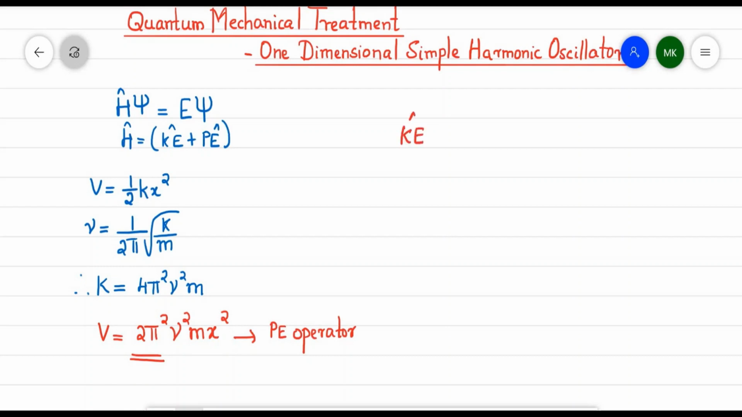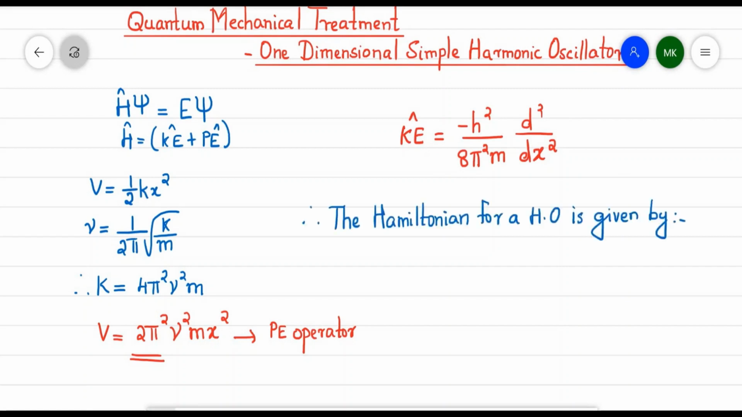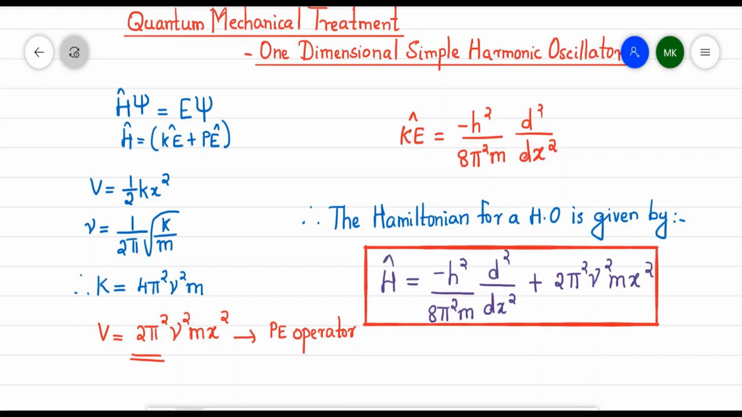The kinetic energy operator is given by minus h squared by 8 pi squared m d squared by dx squared. Therefore, the Hamiltonian for a harmonic oscillator is H cap equals minus h squared by 8 pi squared m d squared by dx squared plus 2 pi squared nu squared m x squared, where m is the mass, x is the displacement, and nu is the frequency of oscillation.